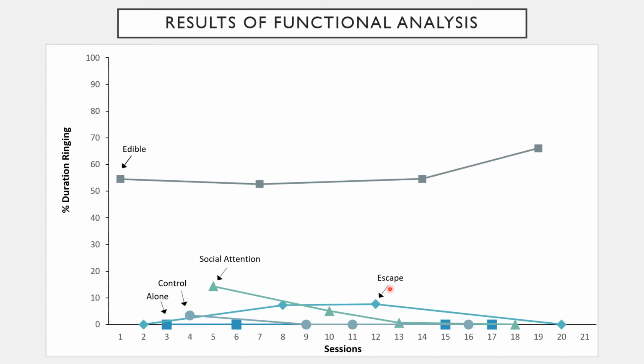In all of our other conditions down here, we see pretty low levels of triangle ringing, almost down to 0 levels toward the end of our analysis. And these conditions are not very well differentiated. So these data suggest that Kensington's triangle ringing could be reinforced by gaining access to an edible item.